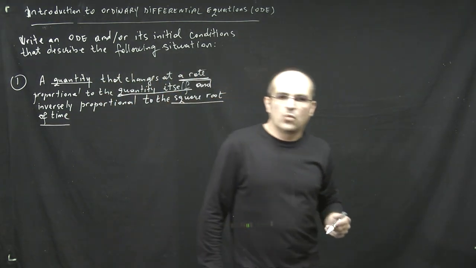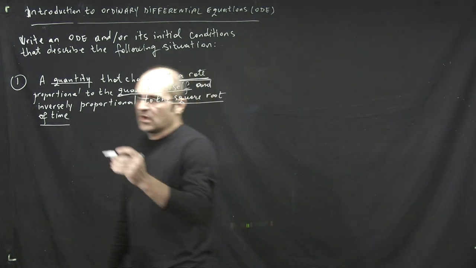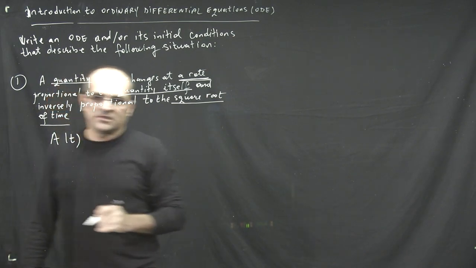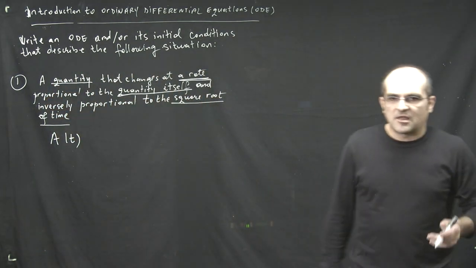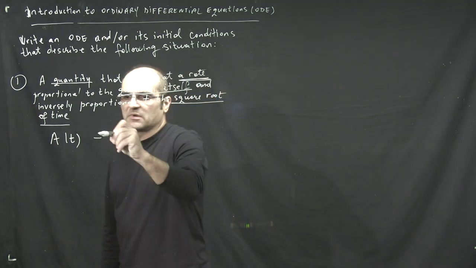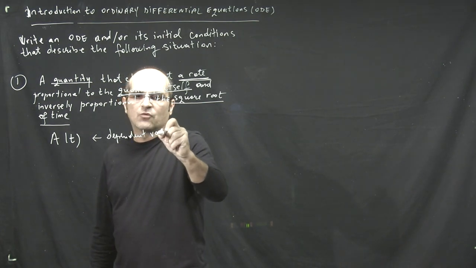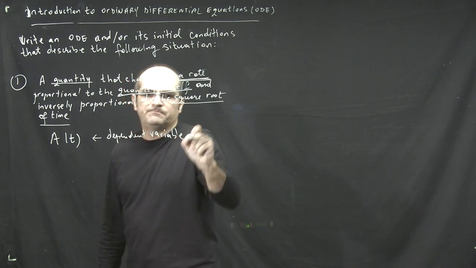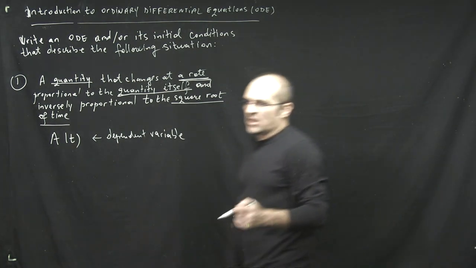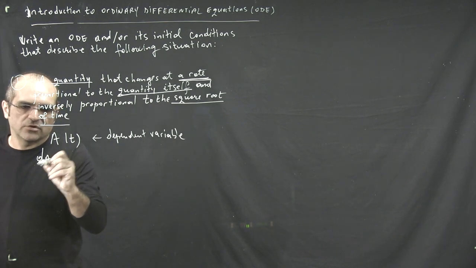So the first thing to do, of course, is to denote the dependent variable by some letter. Let's say the quantity you're trying to model is a of t. Because the quantity changes with respect to time, that means the quantity itself is a function of t. So this is your dependent variable, and of course, t is the independent variable. And then on one side of the equation, you're going to write the rate of change, because the entire problem is a description of a rate of change.